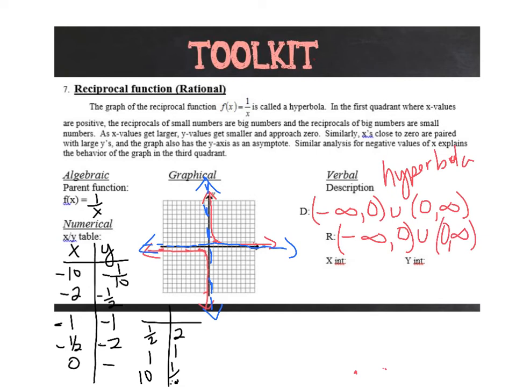Coincidence. Last thing, the x and y intercept. Okay, it never touches the x-axis. There's an asymptote there, so we write none. There isn't an x-intercept. There also is not a y-intercept. It does not ever touch the y-axis either. All right, that's the second one.